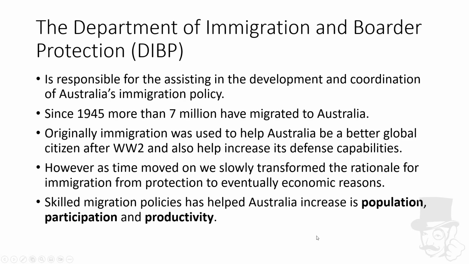Since 1945, more than 7 million people have migrated to Australia. Originally, immigration was used to help Australia to be a better global citizen after World War II, and also help increase its defence capabilities. However, as time moved on, we slowly transformed the rationale for immigration from protection to eventually economic reasons. Skilled migration policies helped Australia increase its population, participation and productivity. We'll go into more details about those a bit later.